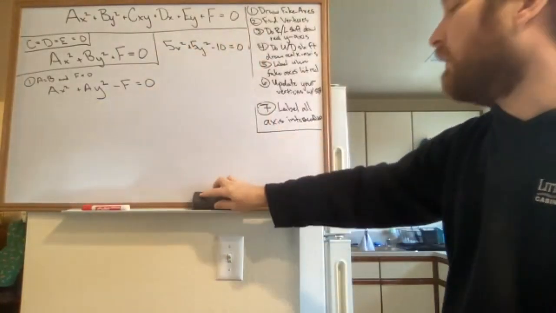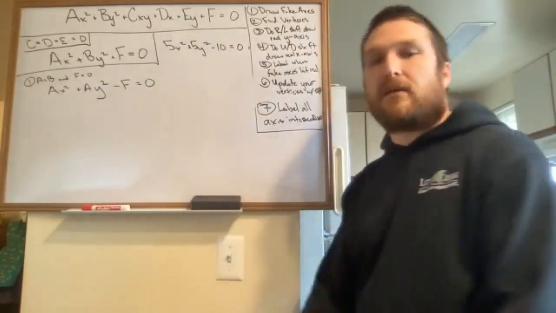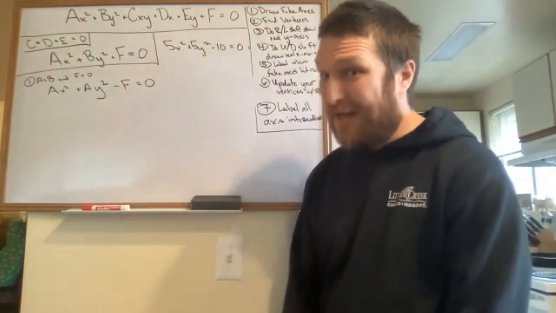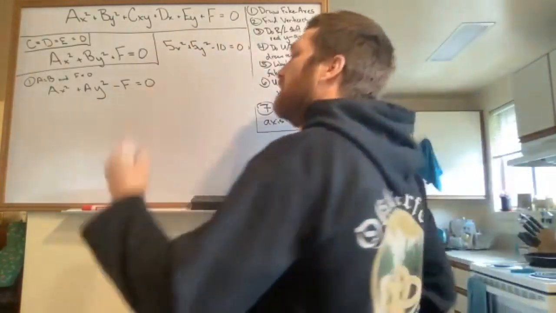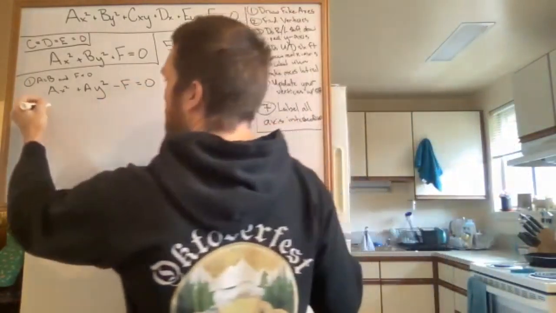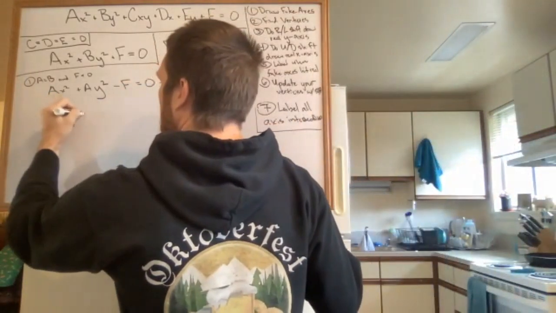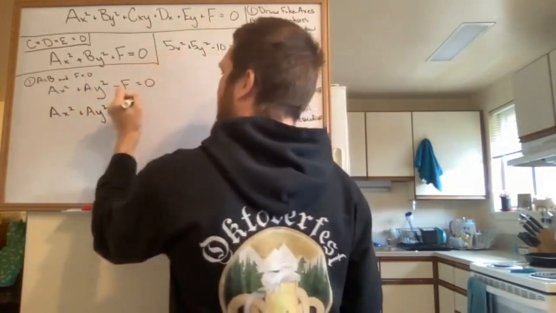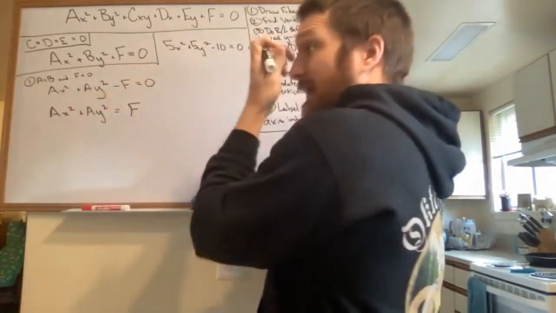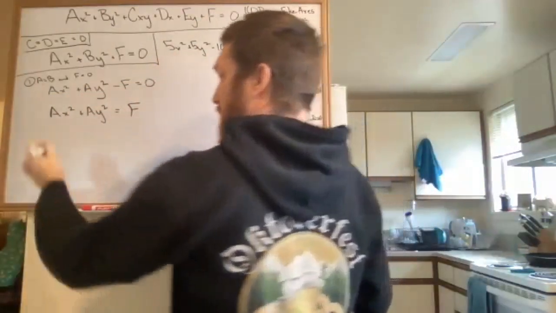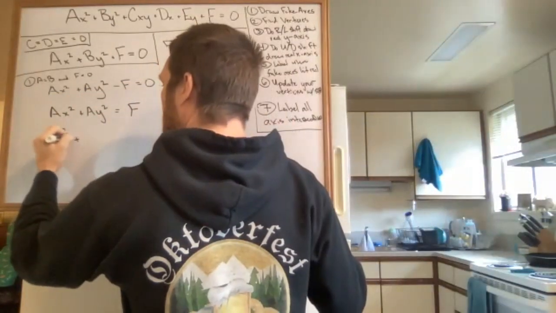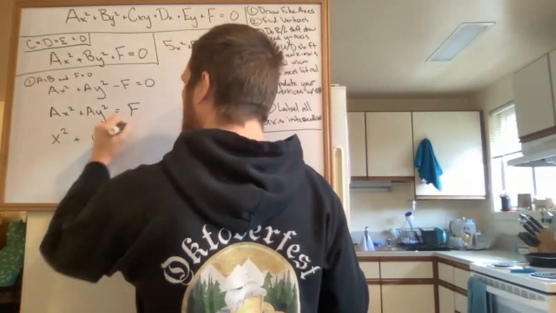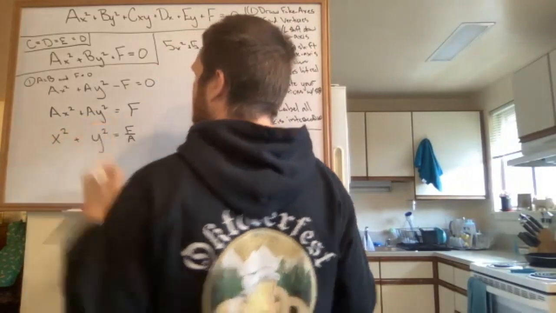Somebody figured this out. Somebody said, you know what? It would be a lot easier. Check this out. If you do this, get the f on the other side. Equals f. Now I'll divide through by the a's to give you x squared plus y squared equals f over a.